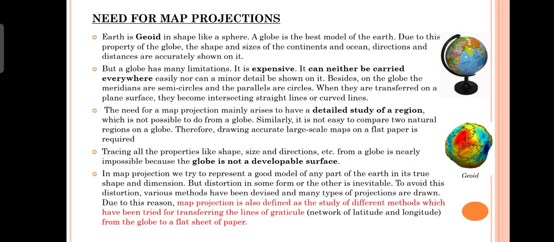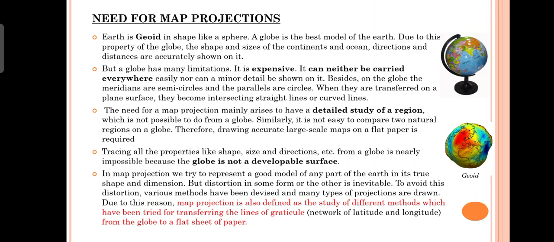The globe is expensive and it can neither be carried everywhere easily nor can a minor detail be shown on it. Besides, on the globe, the meridians are semicircles and the parallels are circles. When they are transferred on a plane surface, they become intersecting straight lines or curved lines. Then, the need for map projections mainly arises to have a detailed study of a region.